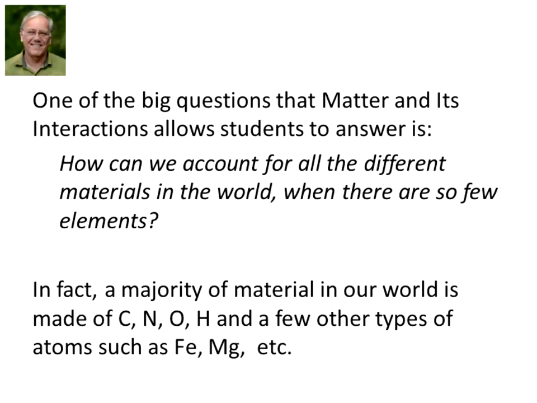As a student of chemistry myself, I was always amazed, and I don't know if you've thought about this a lot, but when you look around, there's lots of stuff out there, right? There are tons and tons of materials, but there are actually only a few things that make them up. In fact, a majority of material in our world is made of carbon, nitrogen, oxygen, and hydrogen. There are a few other things thrown in there, some iron and some magnesium, but a majority of stuff is literally carbon, nitrogen, hydrogen, and oxygen. How can that possibly be? That's what matter and its interactions allows kids to answer: how can we account for all the different materials in the world when there are only a few elements out there?